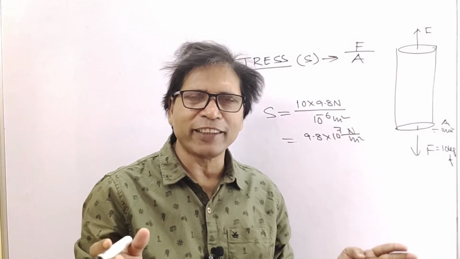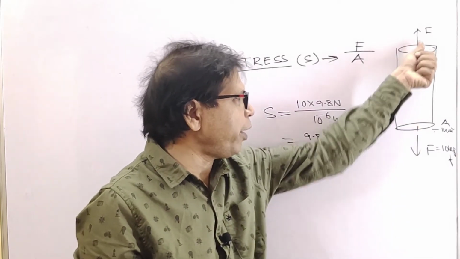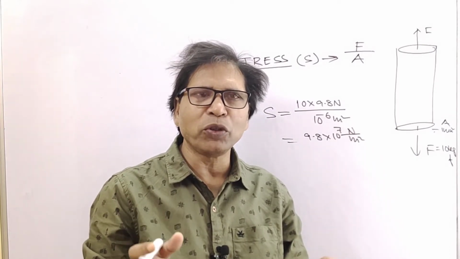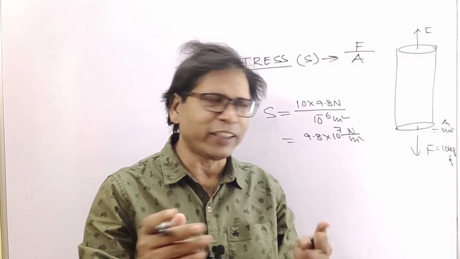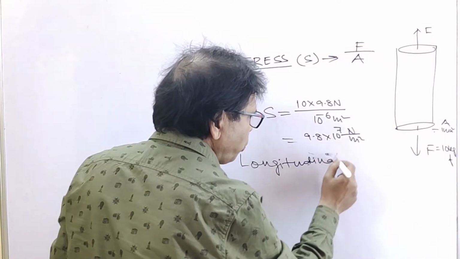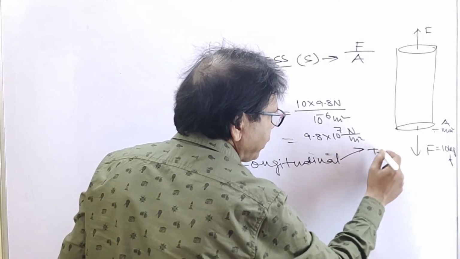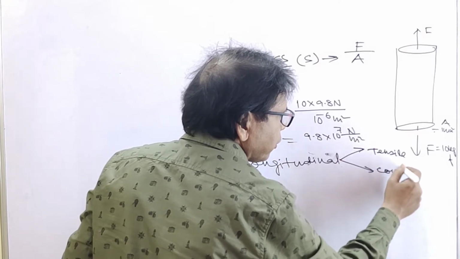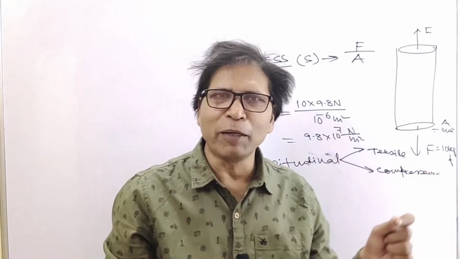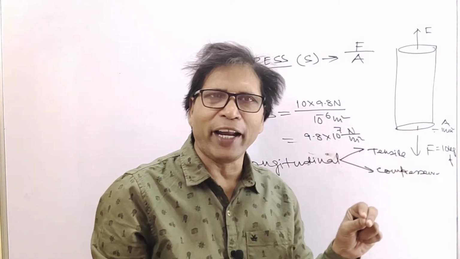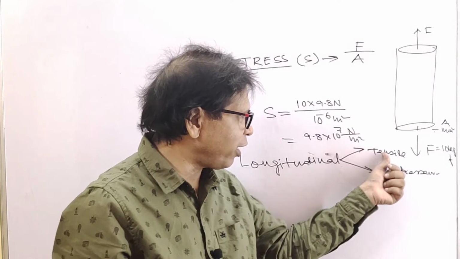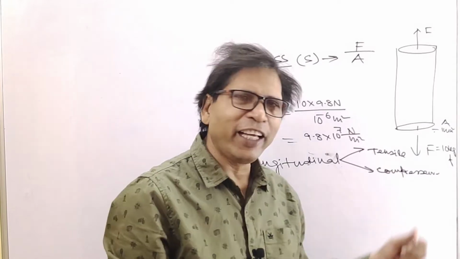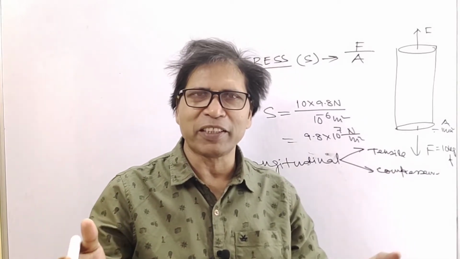Now longitudinal stress. If a balanced force F and F acts along the length of a wire, the stress produced is called longitudinal stress. Longitudinal stress is of two types: one, tensile stress, and the other, compressive stress. If the balanced force increases the length of a wire, then the stress produced is called tensile stress. If the balanced force decreases the length of a wire, then the stress produced is called compressive stress.